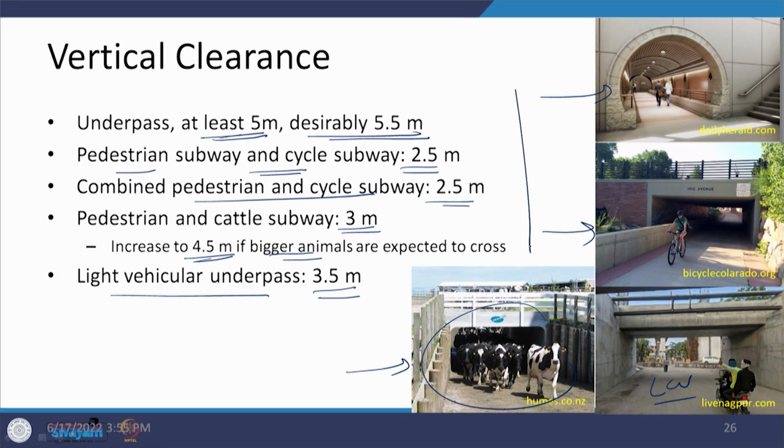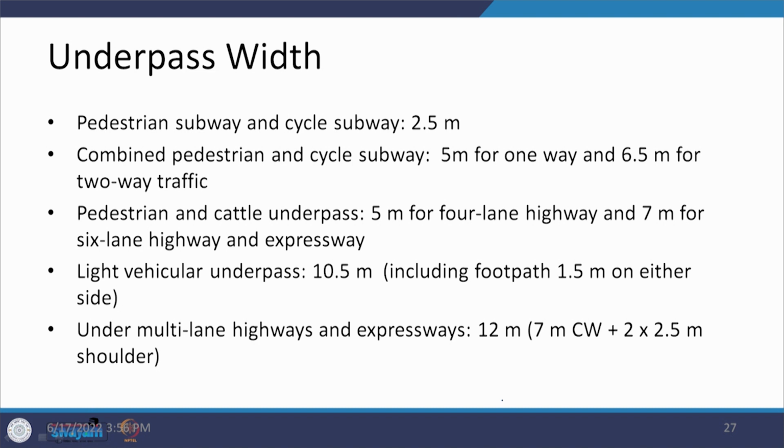Now, the width of these underpasses also needs to be looked at. If it is for cycles or pedestrians, then the minimum is 2.5 meters. If it is combined for cycles and pedestrians, then we have talked about 5 meters and 6.5 meters depending on one way or two way traffic respectively. If it is for cattle and pedestrians, then 5 meters for a 4-lane highway and 7 meters for a 6-lane highway and expressway, because these pass through agricultural fields and open areas of the country. So, there is a requirement of providing it that way.